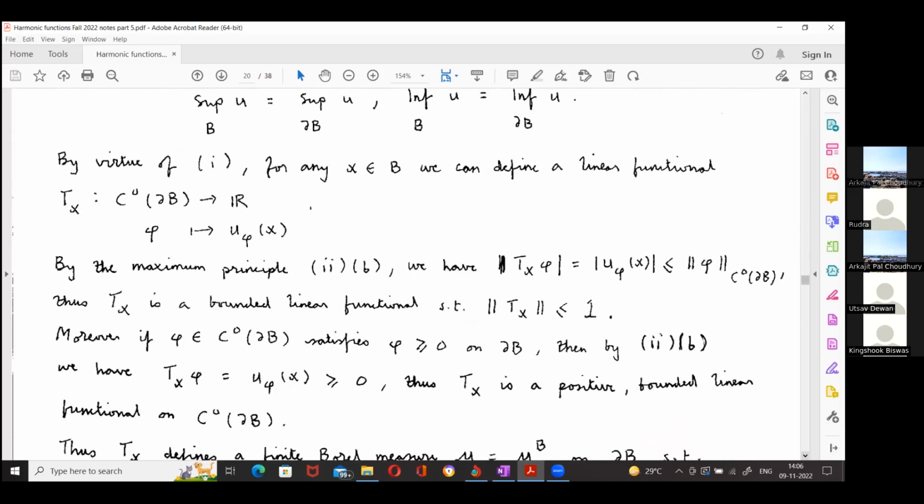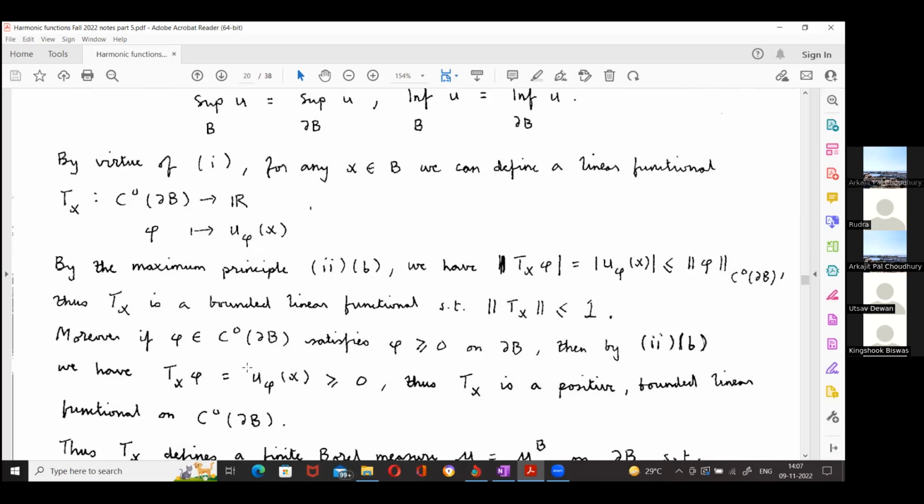Okay. And so we can define a linear functional on the space of continuous functions on the boundary of the ball. For every point x in the ball, phi goes to u_phi at x, the value of the harmonic extension of phi at x. So we saw that from the maximum principle, this functional is bounded of norm less than or equal to 1. And the maximum principle also implies that it's a positive functional.